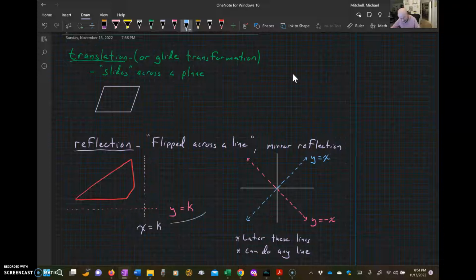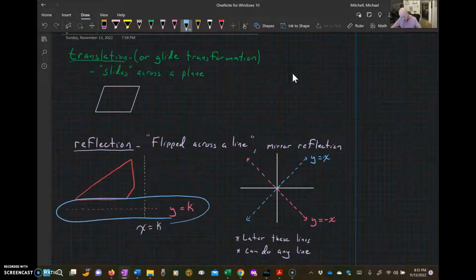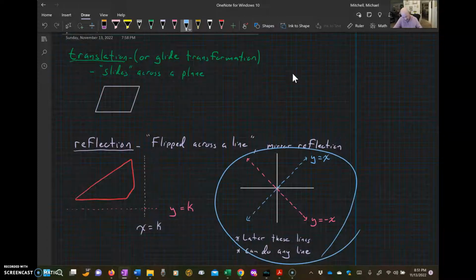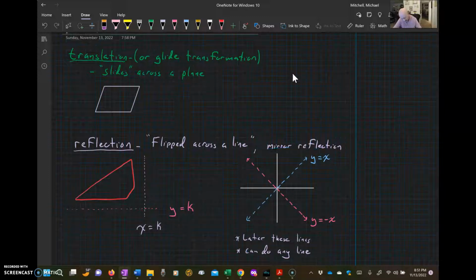We'll talk more about that later. You should remember that from algebra. Y equals k, that's something else from algebra. K is just a variable here. We usually use the x-axis and the y-axis. But visually it can be anywhere. And then later we do these ones over here. The y equals x, the y equals negative x. We'll talk more about those later.